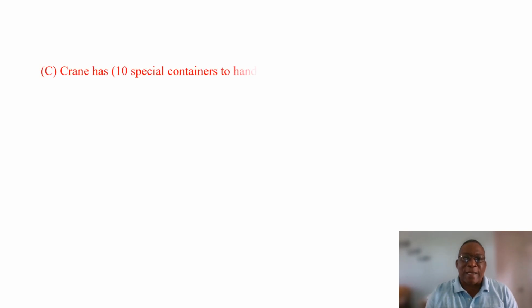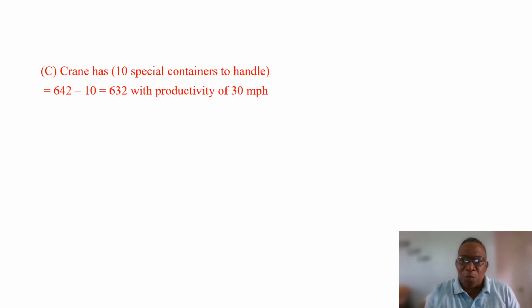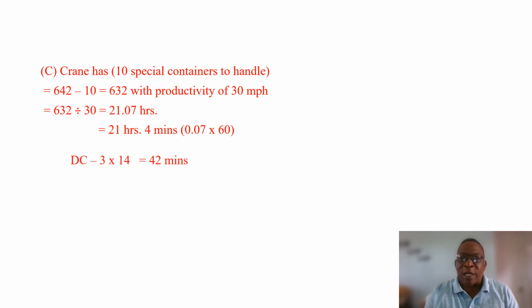We are going to calculate the number of containers because crane C has 10 special containers and also the hatch covers to handle. So 642 minus 10 gives us 632 with a productivity of crane C of 30 moves per hour. We divide 632 by 30 and we get 21.07 hours, which is 21 hours and 0.07 times 60 gives us 4 minutes. So it's 21 hours and 4 minutes.